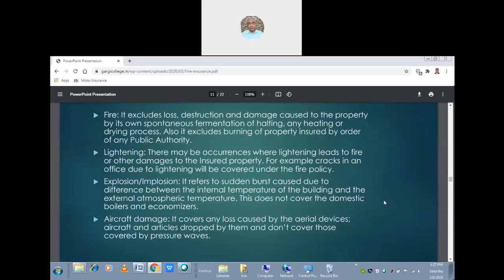Number 1, fire. Please read. Fire excludes loss, destruction and damage caused to the property by its own spontaneous fermentation or heating or drying process. Also, it excludes burning of a property insured by order of any public authority.